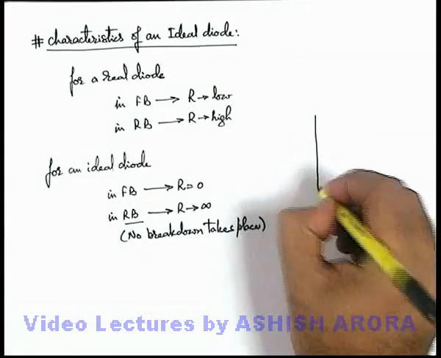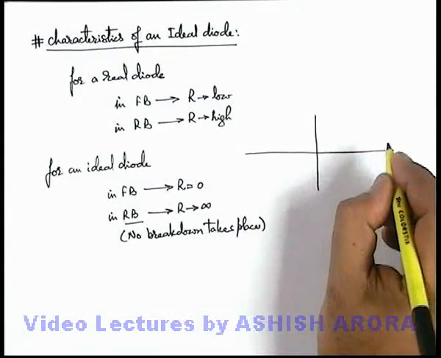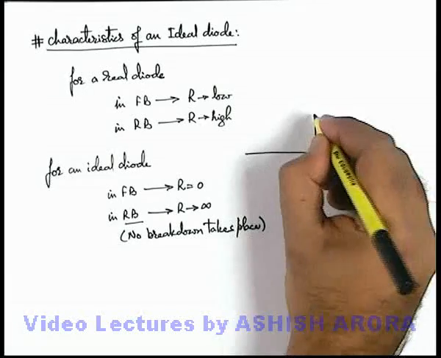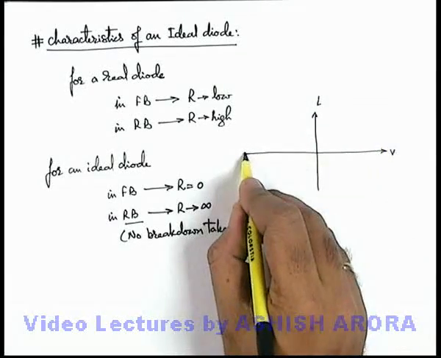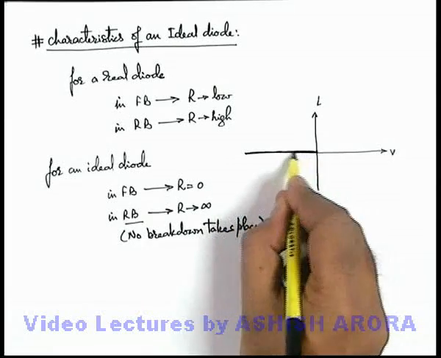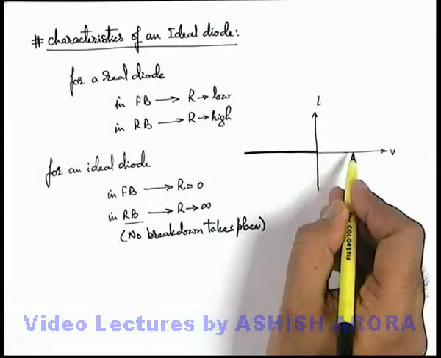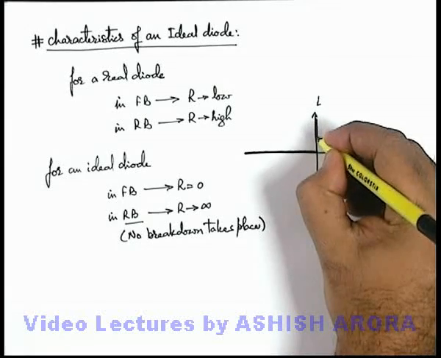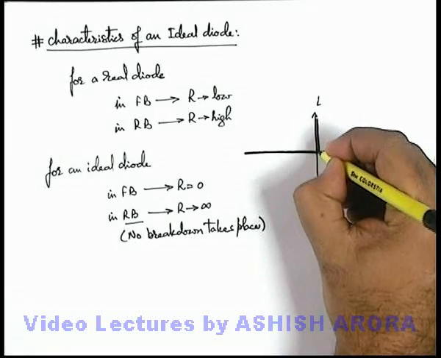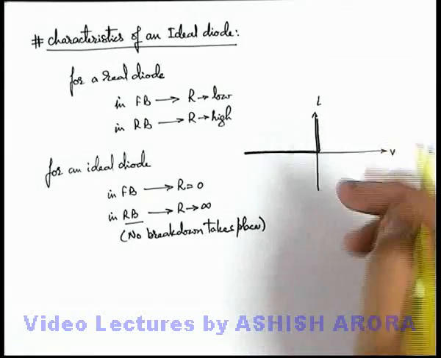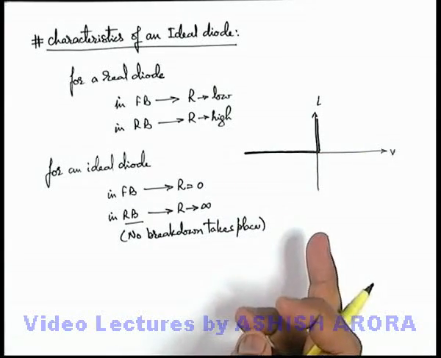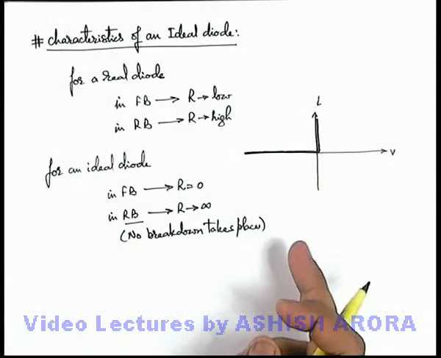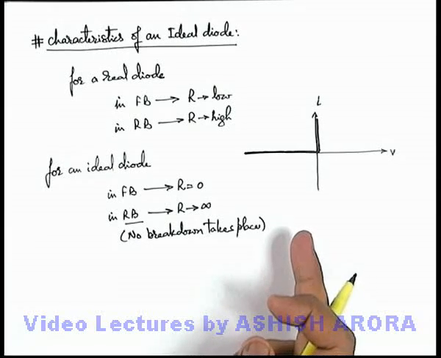If I plot the characteristic of an ideal diode, then we can simply write that when voltage is negative, current should remain 0. And when voltage becomes positive, the value of current is always very high, tending to infinity because the resistance is 0. So its slope should be infinite. This should be the characteristic of an ideal diode.